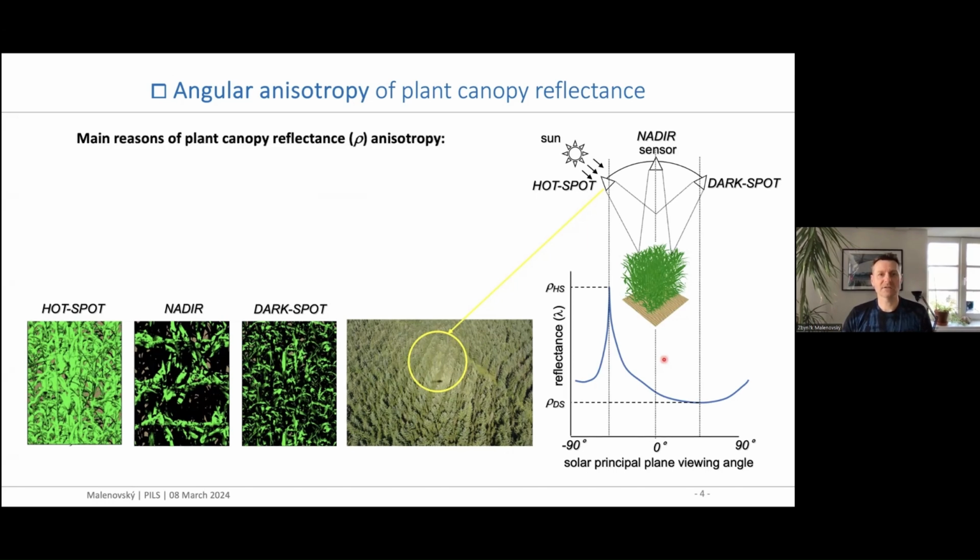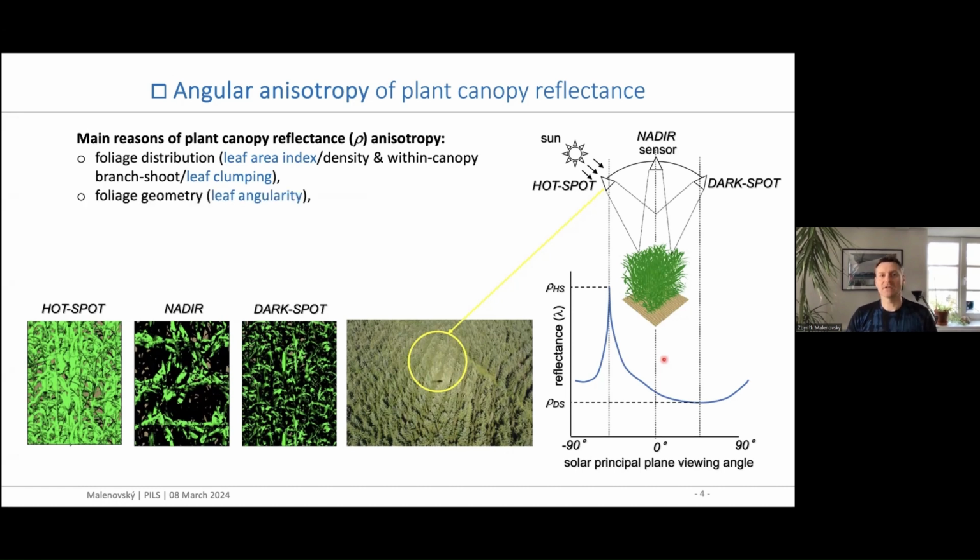So what are the main reasons of the plant canopy reflectance anisotropy? First of all, it will be foliage distribution, means what is the leaf area index or density, what is the clumping of the leaves within the canopy. Then the next one is the foliage geometry, the leaf angularity, very often described by leaf angle, average leaf angle, or the functions of leaf angles. Then the next is spatial distribution of the plants within the field. So what is the canopy closure? And then a propagation of shadows.